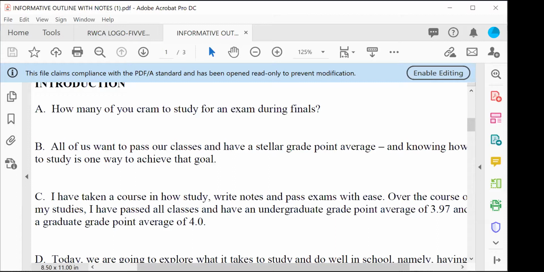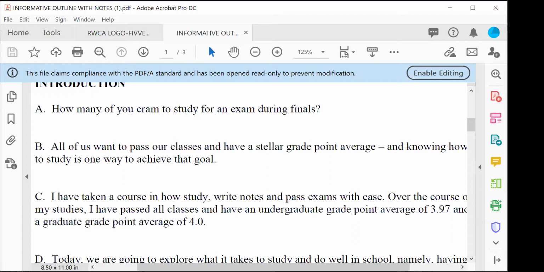Or I asked that question to see if anybody in here said that they never had that experience, because most people do. So tell us why you asked the question. Give us more information. Now B, this is the benefit part. All of us want to pass our classes and have a stellar grade point average, and knowing how to study is one way to achieve that goal.